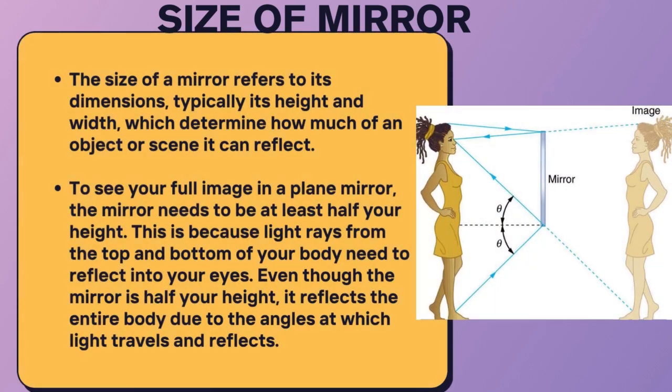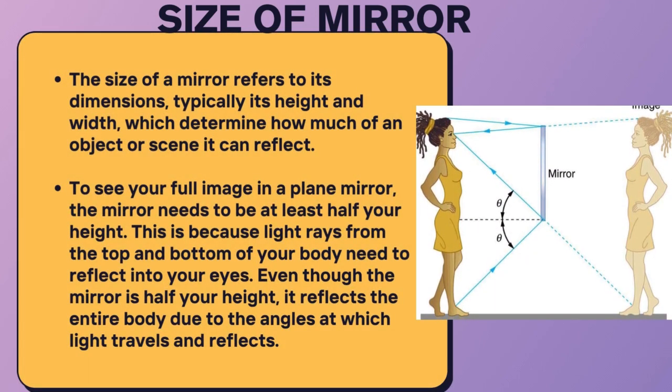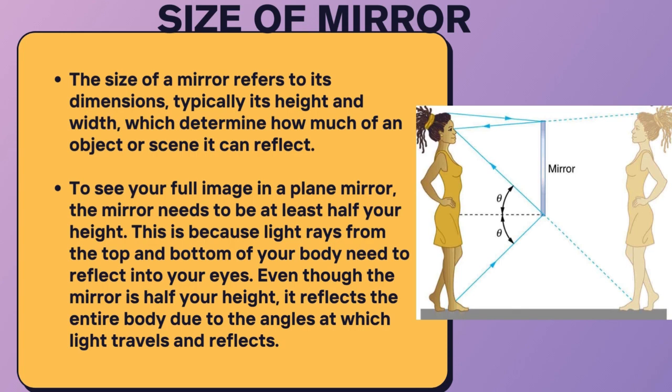Size of the mirror. The size of a mirror refers to its dimensions, typically its height and width, which determine how much of an object or scene it can reflect. What size is required to see a full image? To see your full image in a plane mirror, the mirror needs to be at least half your height. This is because light rays from the top and bottom of your body need to reflect into your eyes. Even though the mirror is half your height, it reflects the entire body due to the angles at which light travels and reflects.